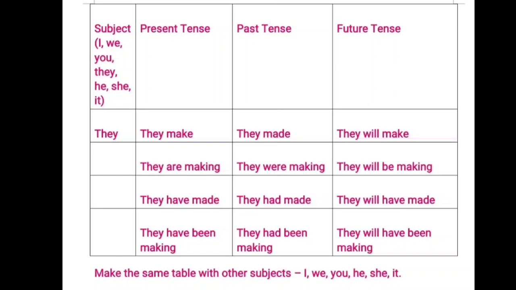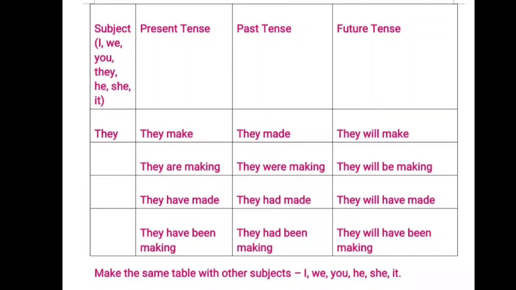I'll take the subject they. Simple present tense, they make. Present continuous tense, they are making. Present perfect tense, they have made. Present perfect continuous tense, they have been making. Simple past tense, they made.